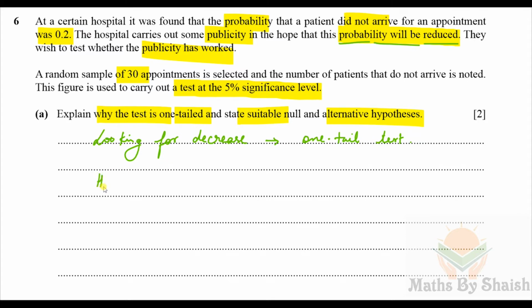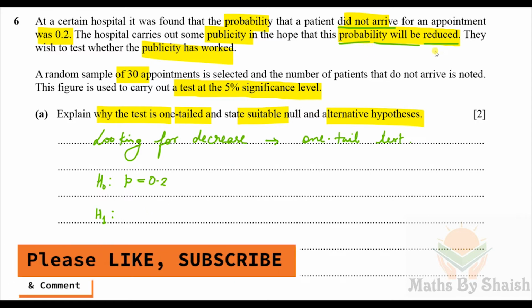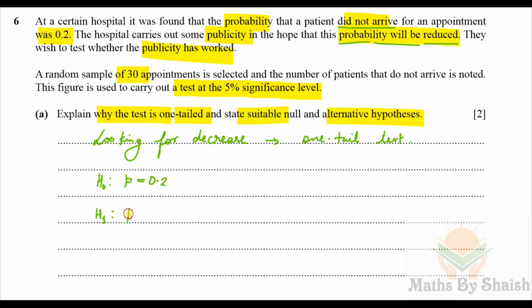So, null hypothesis H0 would be, for the 30 appointments, the probability that the patient did not arrive. We will take this as the success probability. So it is going to be p = 0.2. That's the null hypothesis. The alternative hypothesis, I'll take it as H1, is that we are searching for a reduction, a decrease, so it would be p < 0.2. So that's the null hypothesis and this is the alternative hypothesis. I hope it is clear. Let's discuss the next part.